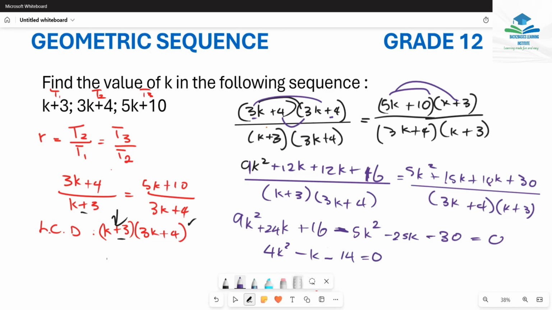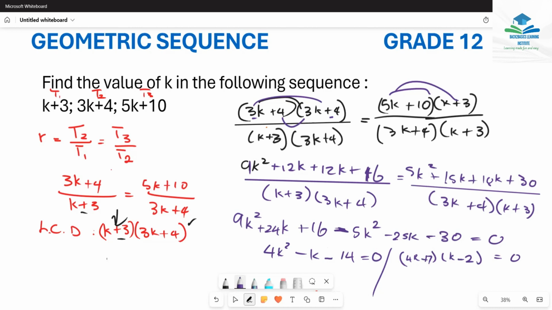And now that we are here, we can simply solve this, factorize this fully. Let's make a space here. What factors can give us this? For the first one, you can use 4 and 1, so let's say we use 4k and k. Which other factors can give us that? For 14, you also have 1 and 14, 2 and 7. The best factors that can give us that are 7 and 2. So this is going to be plus here, and minus in here, right?